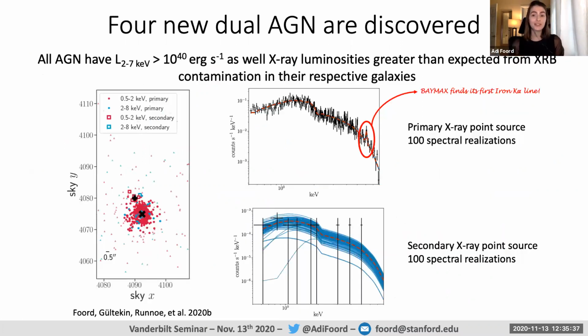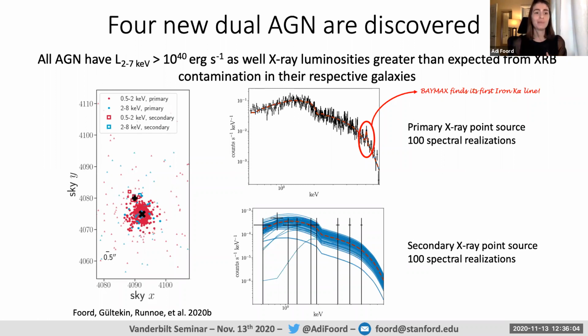So I carried out a spectral analysis similar to before to evaluate the X-ray luminosities of each point source detected by BAYMAX. And here I'm showing the individual spectral fits for the primary and secondary AGN in one of the dual AGN systems that I found. This is a really fun example to show because BAYMAX found and fit for its first iron K alpha line. This is an emission line that you see in many X-ray spectra of AGN.